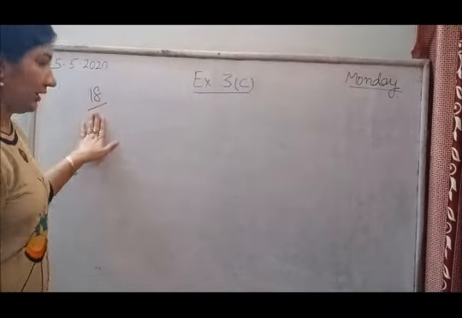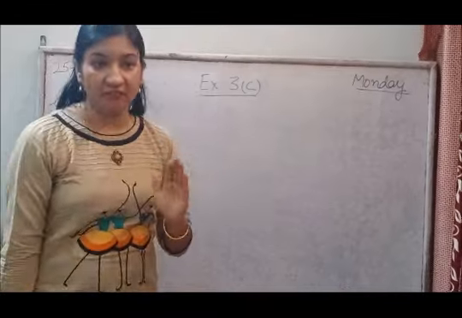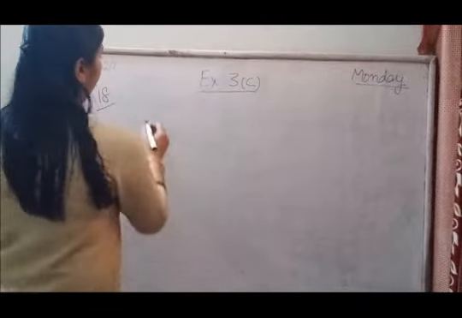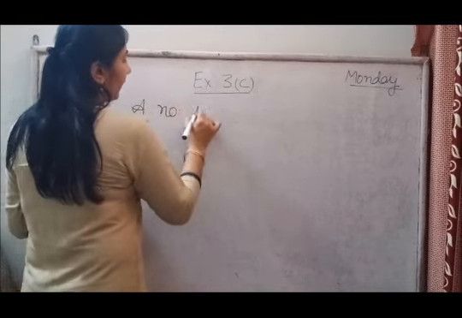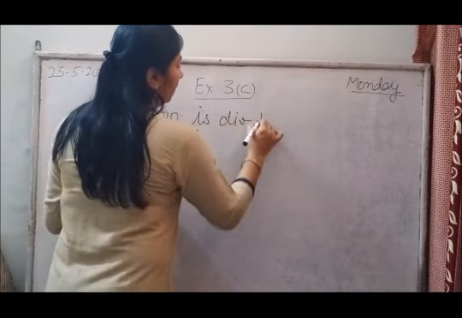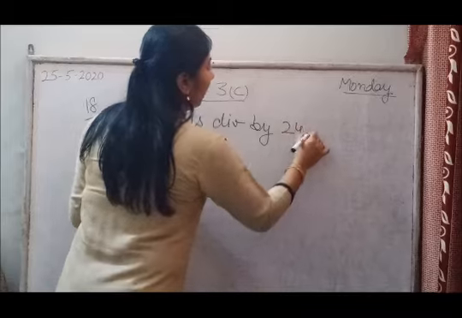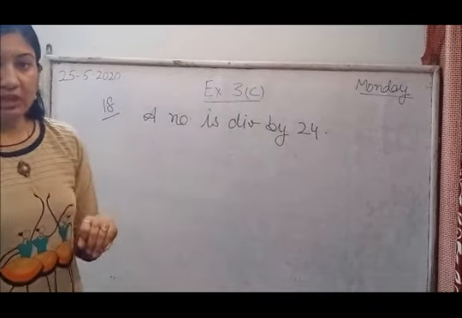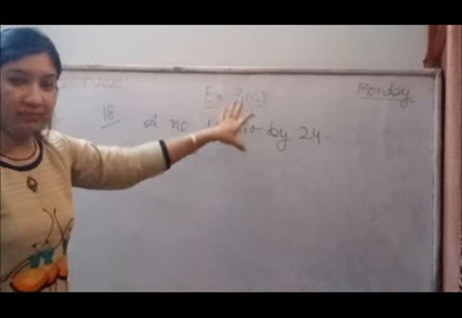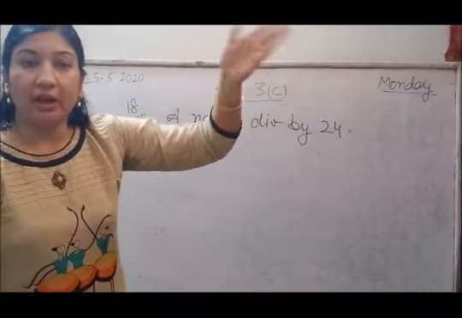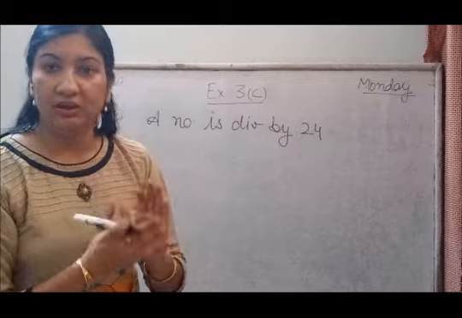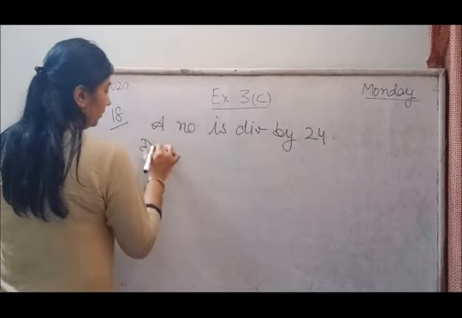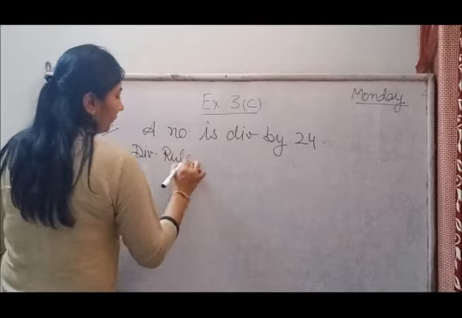Question number 18. In question number 18, they have given the statement: a number is divisible by 24. By which other numbers will that number be divisible? That is, it is divisible on the table of 24, you have to find the other numbers by which it should be divisible. What was the first rule? Divisibility rule 1. What was there?